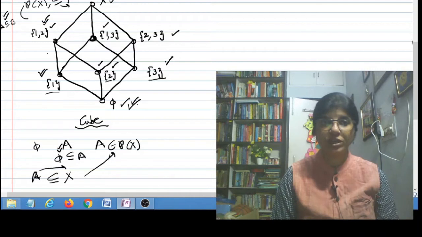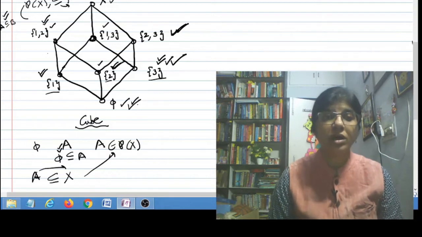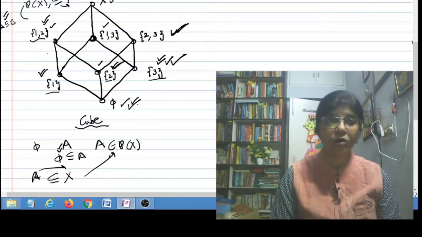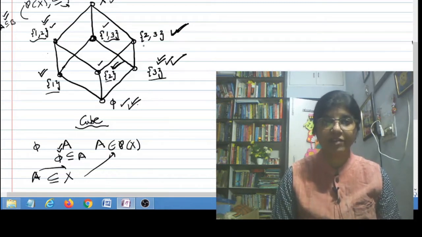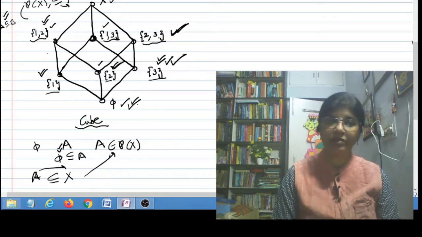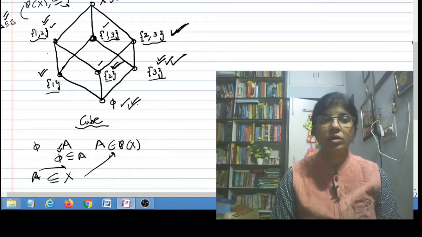And 2, 3, again the set consisting of just {2, 3} is connected with this element and this element. Both the singletons are contained in {2, 3}. So there is a line between this singleton and this element, and this singleton and this element. And all the subsets of X having 2 elements are at the same level. And now X is at the top.